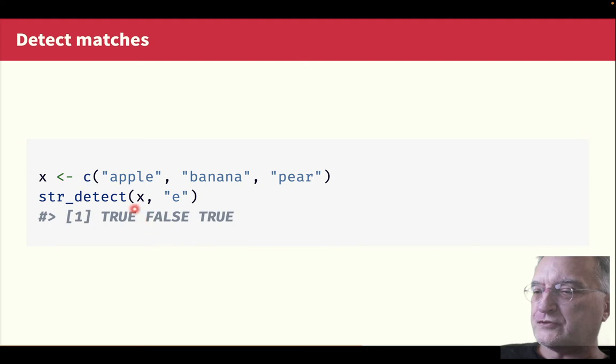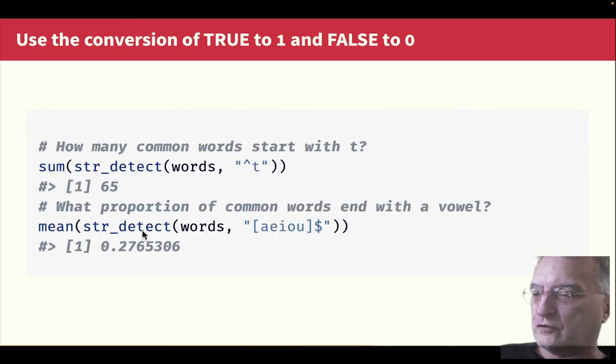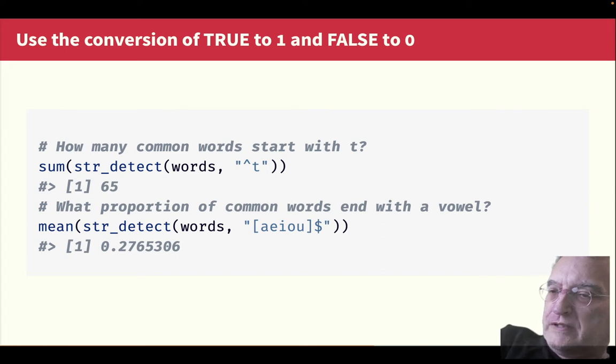So here's detecting matches. str_detect detects any string that has an E in it somewhere, and so it returns a Boolean value. And we can do something with that Boolean value. We can use this as an index to those strings, and then it'll actually return these strings instead of true and false values.